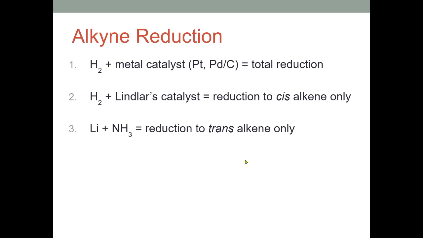And so going back to that toolbox analogy, we have three ways to reduce an alkyne. We can reduce it completely using hydrogen and a metal catalyst to an alkane. We can reduce it partially to a cis-alkene if we use hydrogen and Lindlar's catalyst, or we can reduce it partially to a trans-alkene if we use a soluble metal in liquid ammonia.